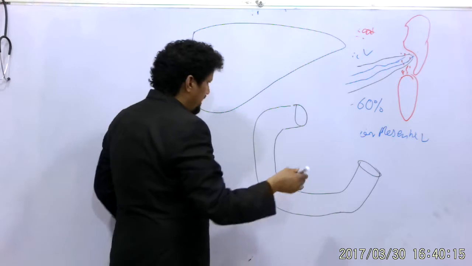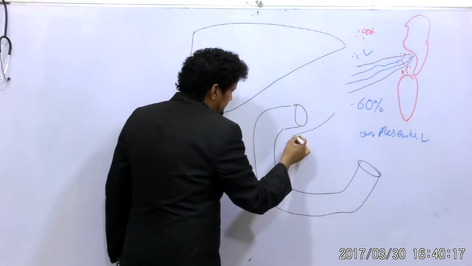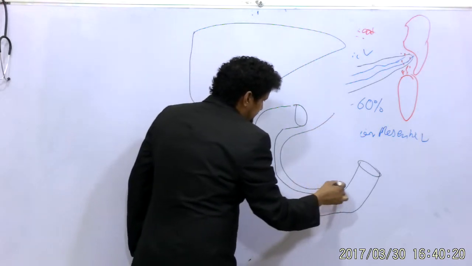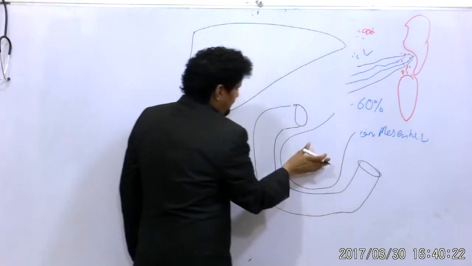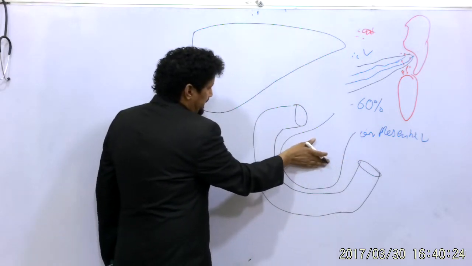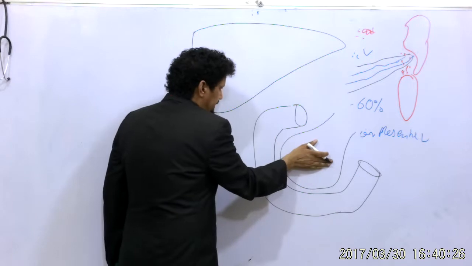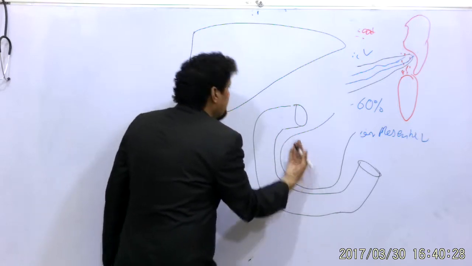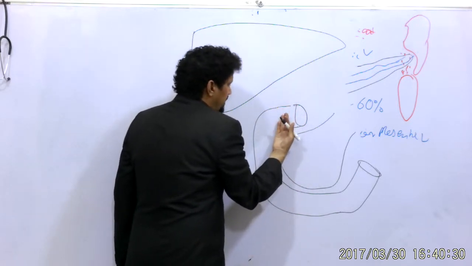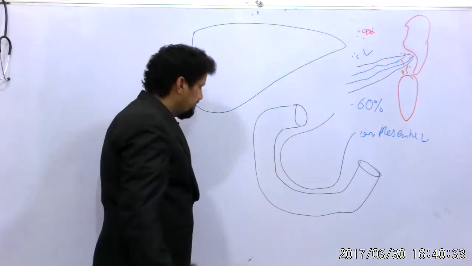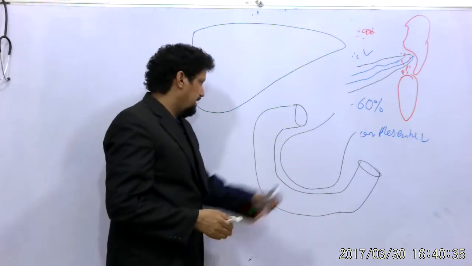This part is occupied by the head of the pancreas and this is the neck of the pancreas. So, there is formation of the portal vein behind this neck of the pancreas and it is ascending upward behind the first part of the duodenum and in front of the inferior vena cava.